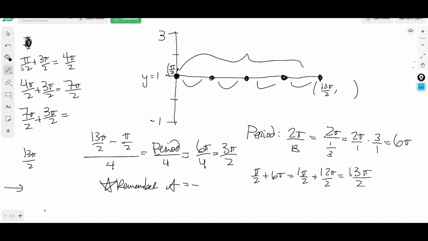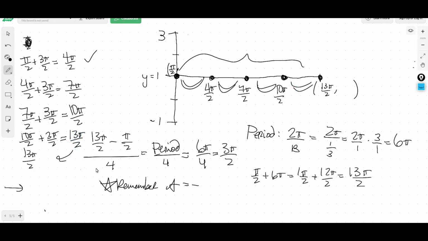So I started off with my starting point, and I added 3 pi over 2. That's what happened here. And then that gives me 4 pi over 2. And then I added 3 pi over 2. That gives me 7 pi over 2. And then I add 3 pi over 2. That gets me, sorry, that's my dog snoring. And that gets me 10 pi over 2. And then to 10 pi over 2 I add 3 pi over 2. And that will get me 13 pi over 2, which is down here. So that's that added there.